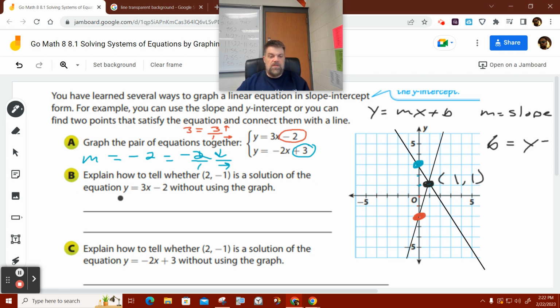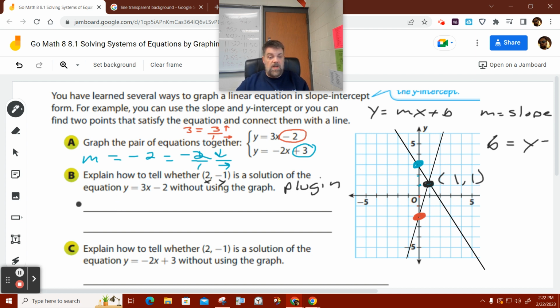It says explain how to tell whether 2, -1 is a solution of the equation without graphing. Well, you could try to plug in. So write down the words plug in. So remember, 2 is an x, and before we started recording this video, a student asked, does that mean one's the x and one's the y? And the answer is yes. But what we do is we plug it in.